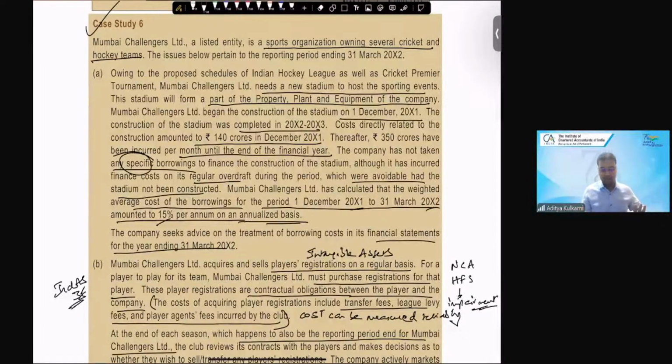So this deals with which standard? Ind AS 23. Okay, Ind AS 23. So Ind AS 16, read with Ind AS 23.